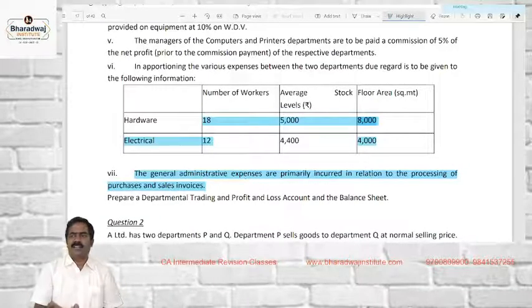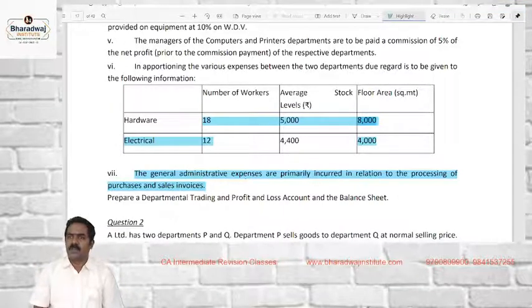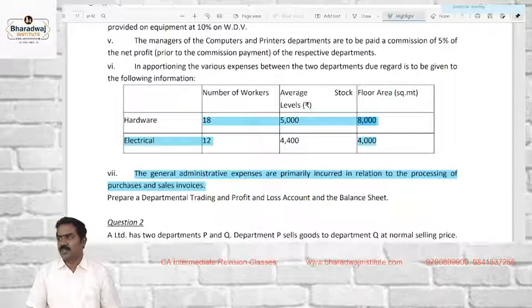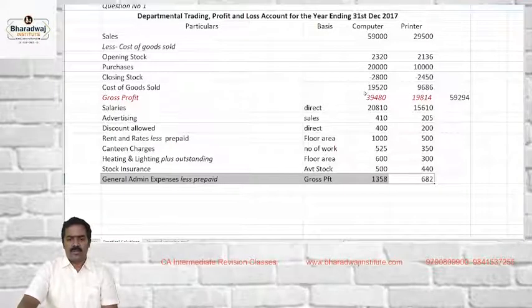If it is given, say, administration expenses are based on sales, you can apportion based on which ratio? Sales ratio. If it is based on purchases, you can apportion based on purchase ratio. If it is based on both, then you can apportion based on what? Gross profit ratio. Gross profit ratio means this ratio.